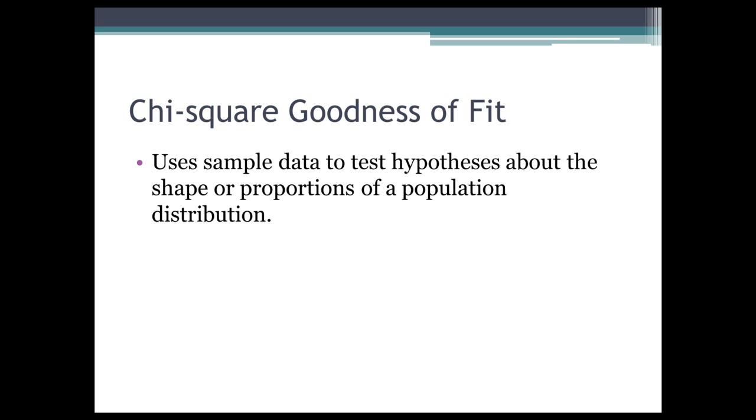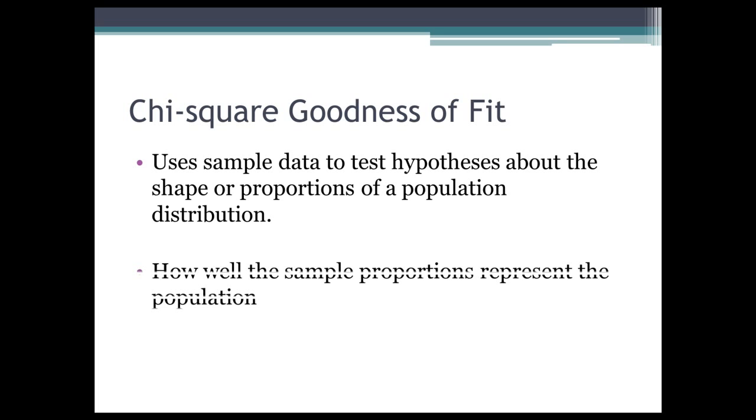So the chi-square goodness of fit test. Basically, we use sample data to test hypotheses about the shape or proportions of a population distribution. So this is basically a one sample or one variable chi-square test. So the chi-square goodness of fit test is really a one variable chi-square test. That's another way of thinking of it.